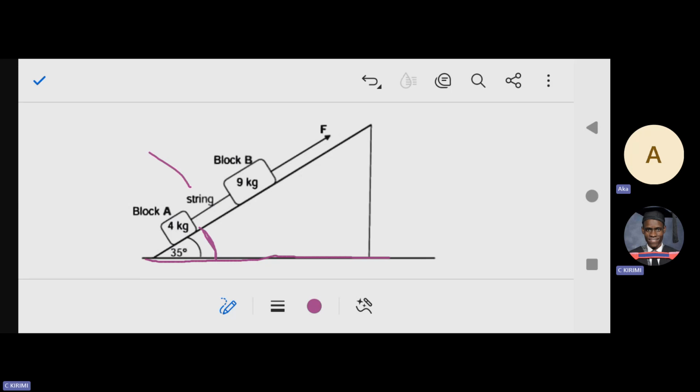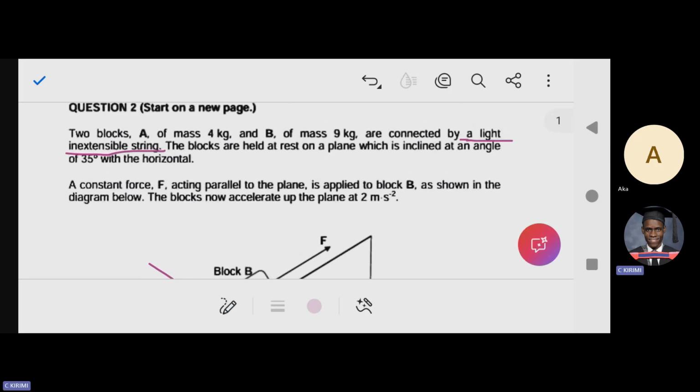So ignore that mass. When you are doing your calculation, just focus on the mass of the 4 kg and the mass of the 9 kg. Don't focus on the weight of the string. We know a string also has weight, but in your calculations, don't focus on the weight of the string. That's what they mean.